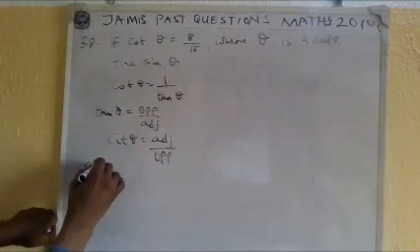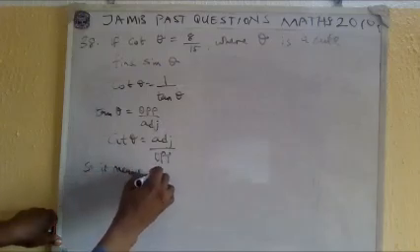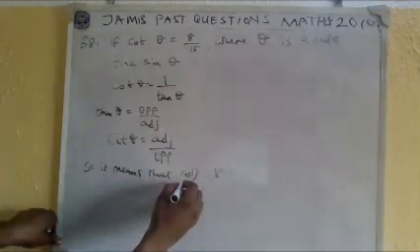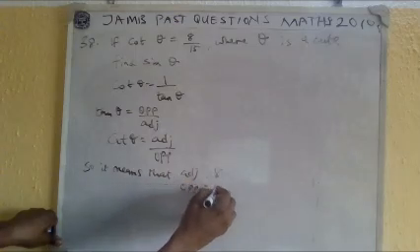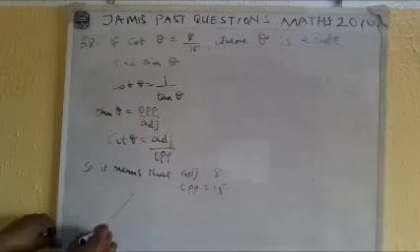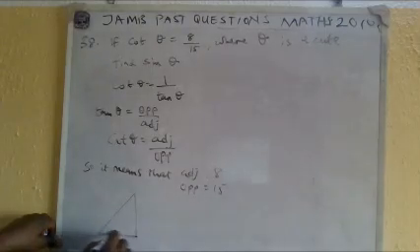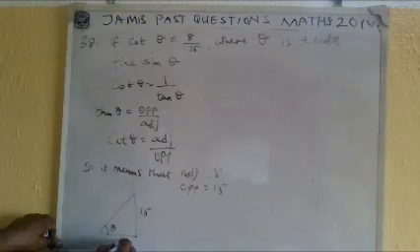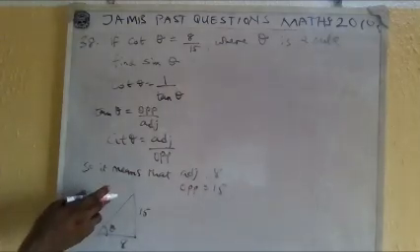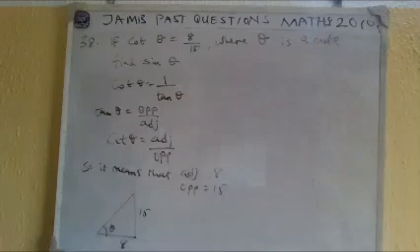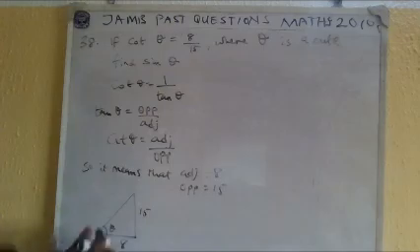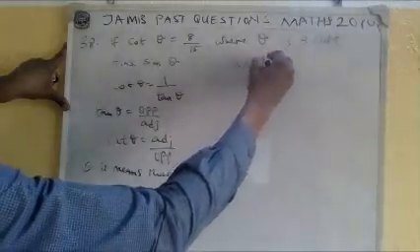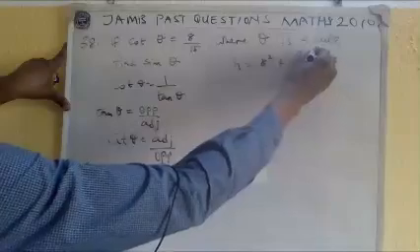It means that the adjacent of that triangle is 8 and the opposite is 15. So I've gotten two sides. If I were to draw a triangle like this, and this is theta, the opposite is 15 and the adjacent is 8. So I can look for the hypotenuse now with Pythagoras' theorem. How do I get the hypotenuse H? H is the square root of 8 squared plus 15 squared.